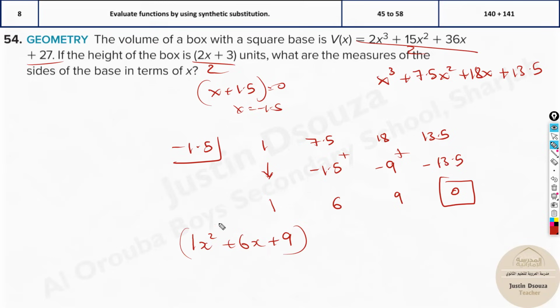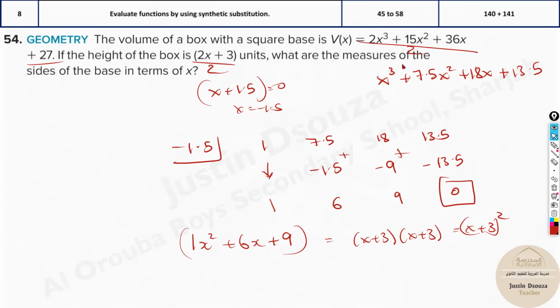Now you can factor it out by using mode 5 3, but I'll just do it over here. 3 and 3. 3 times 3 is 9, and when you add them up, you get 6. So it's basically x plus 3, x plus 3, or it's x plus 3 the whole squared. It's because it's a square, right? Yeah, it's a square base. So the sides are x plus 3.